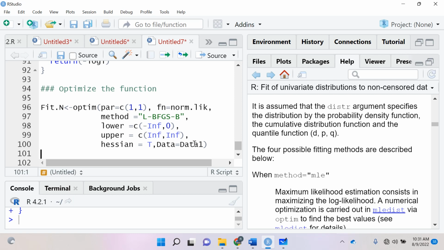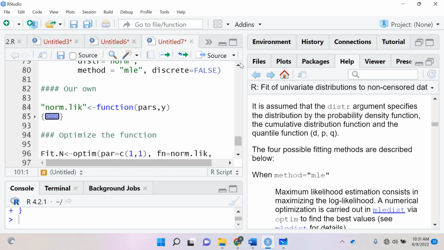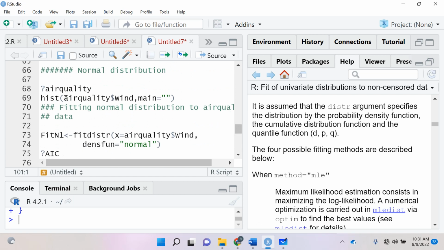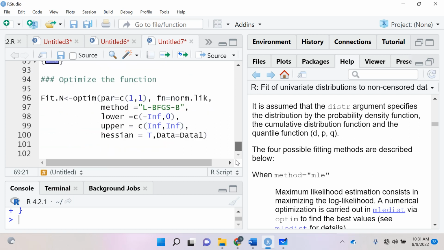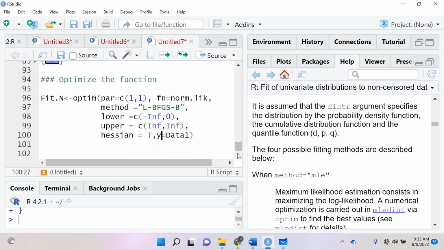Patient through data. What was our data for the normal? We haven't. Okay, it's air quality, right? Air quality. But now it's not data, it's y, because look at my function. My function over here has parts and y, not data, so you have to be careful.